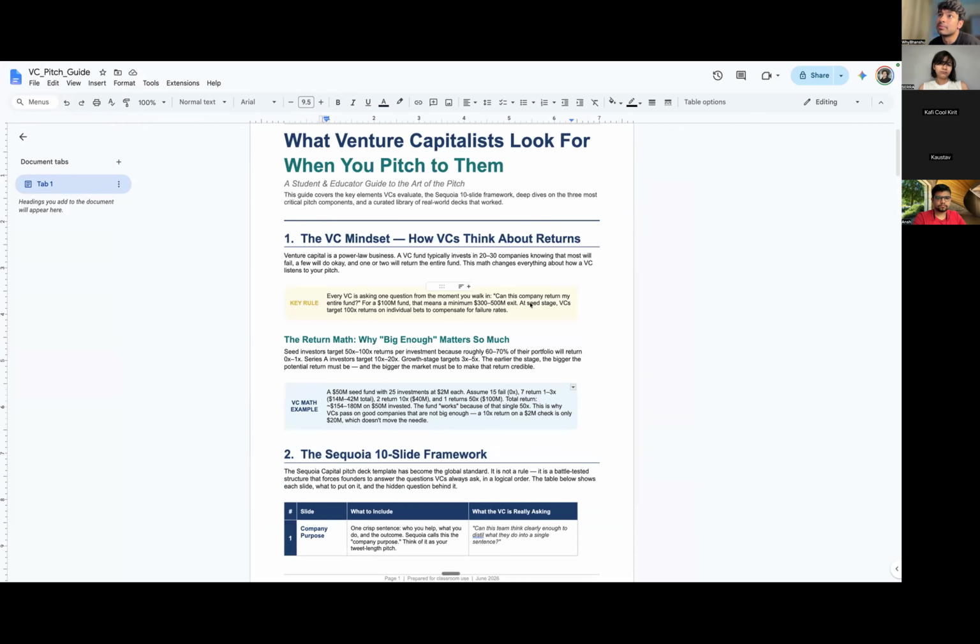Can this company return my entire fund? So for a 100 million fund, that would mean at least a 300, 500 million. By the way, the economics of a venture capital fund works in a manner where they have a credit cycle. So they start by getting the fund and then they have, let's say, 7 years to kind of, hypothetically speaking, this is usually the ballpark, 7 years to kind of return the money back to the investors with a premium.